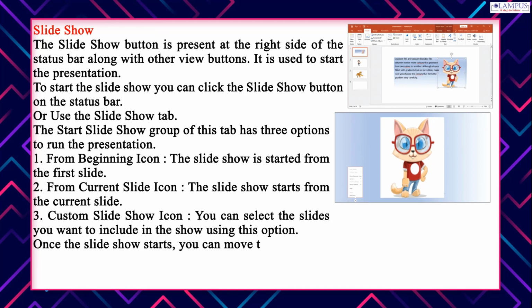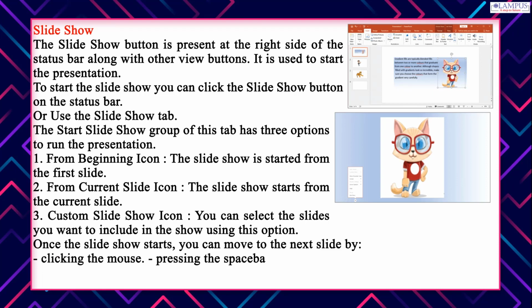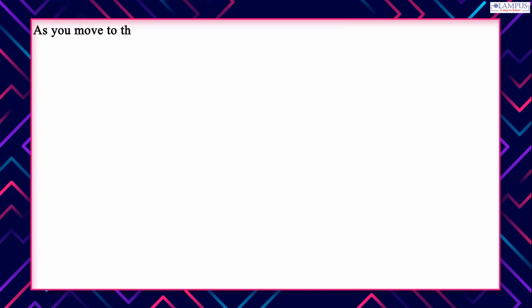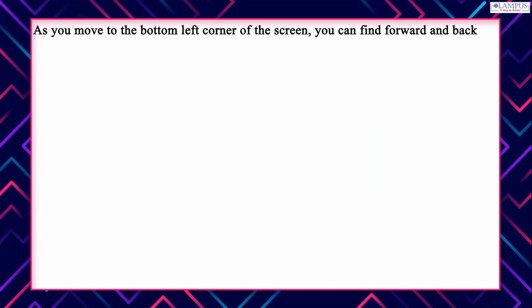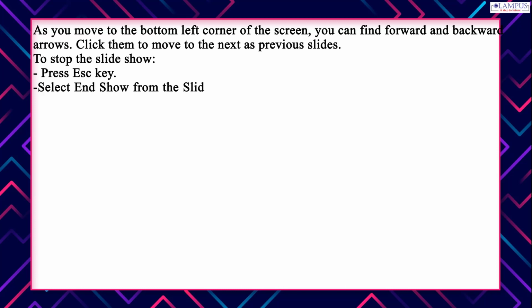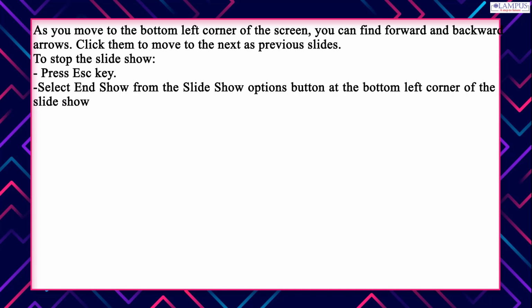Once the slideshow starts, you can move to the next slide by clicking the mouse, pressing the spacebar key, or using the forward arrow key. You can move to the previous slide by using the back arrow key. As you move to the bottom left corner of the screen, you can find forward and backward arrows. Click them to move to the next or previous slides. To stop the slideshow, press the ESC key, or select End Show from the Slideshow Options button at the bottom left corner of the slideshow screen.